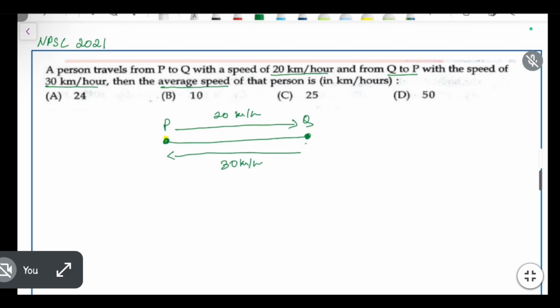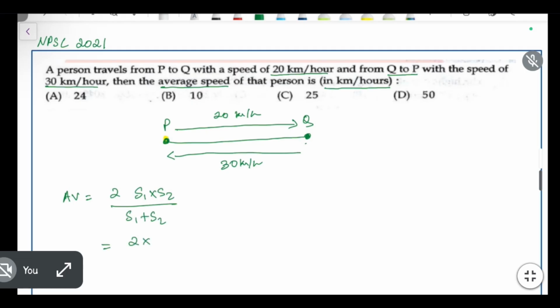If you are asked to find average speed, you don't need time. If asked distance, you need time. But in this case, you don't need time. Remember, in our question everything is in kilometer per hour, so we don't need to convert anything. The average speed formula was 2 times speed 1 into speed 2, divided by speed 1 plus speed 2.